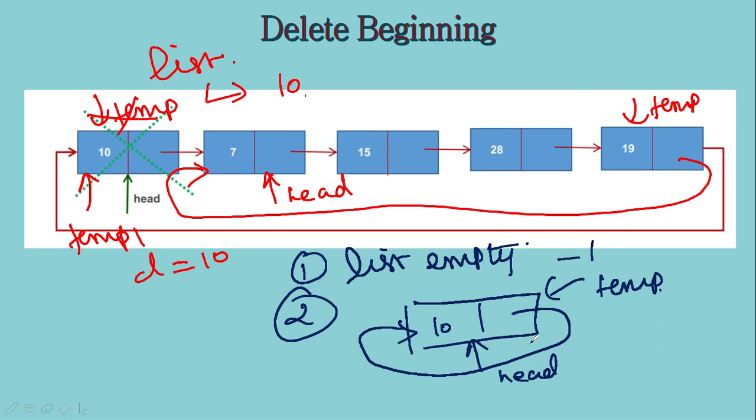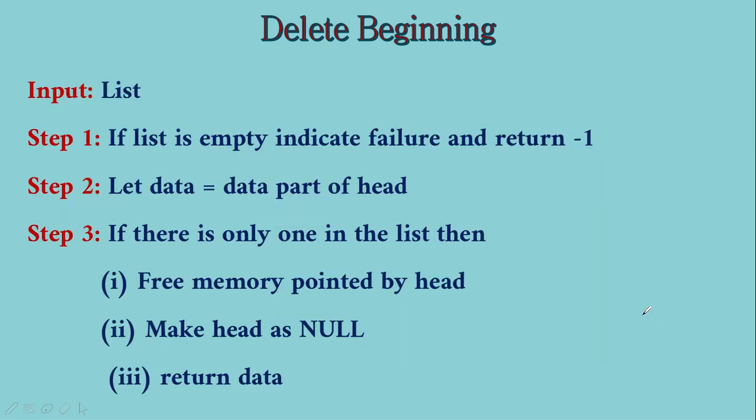So we have to treat it as a special case, and we have to make head also null, because when there is only one node, if you perform deletion, after that the list will be empty. We indicate an empty list by head equal to null. So that should be properly done. Let us formally write the algorithm.